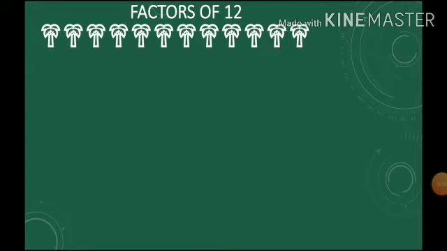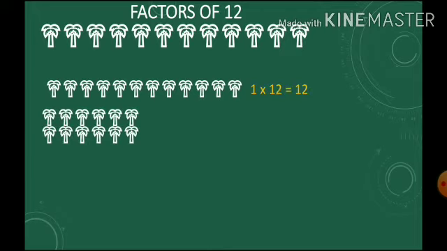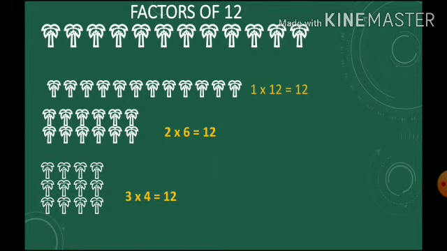Find factors of 12. You can see some trees on screen. How many trees are there? Can you count and tell me? 12 trees are there. Now let's see how we can arrange them evenly. So first in one row. So 1 into 12 is equal to 12. Now in two rows. 2 into 6 is equal to 12. In 3 rows, 3 fours are 12.